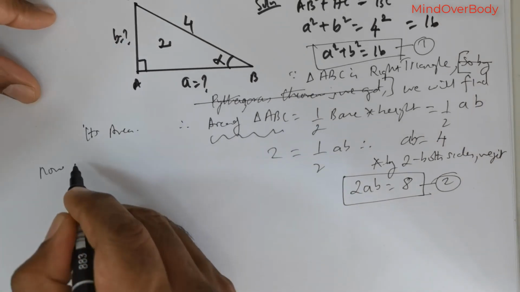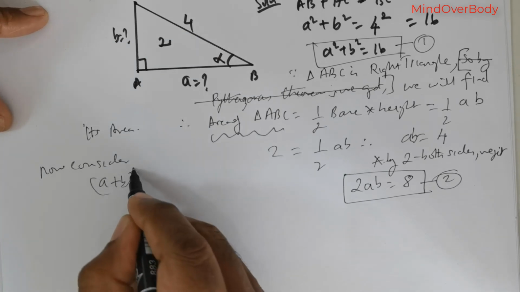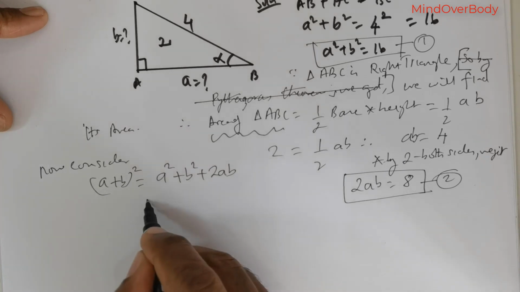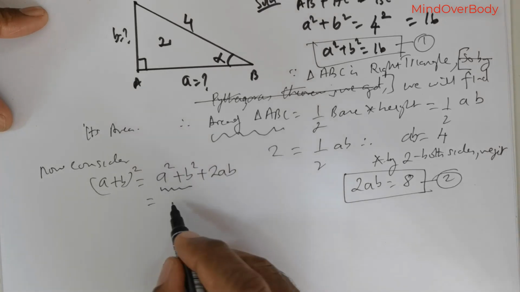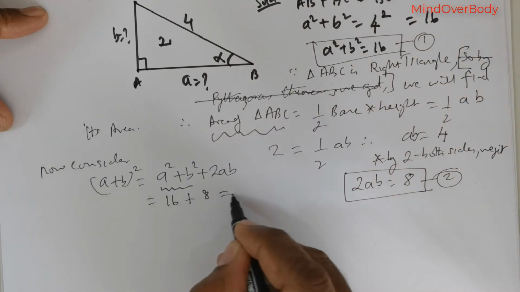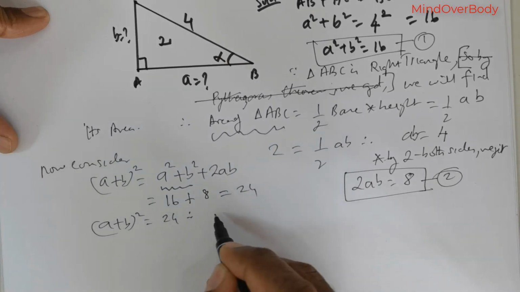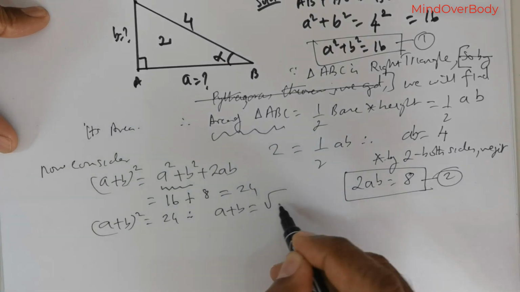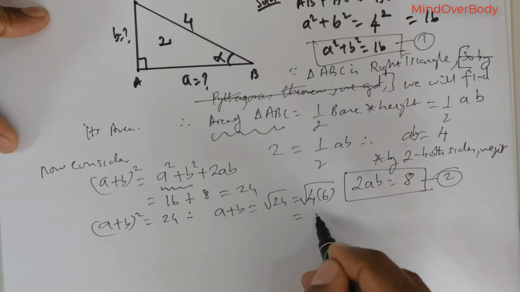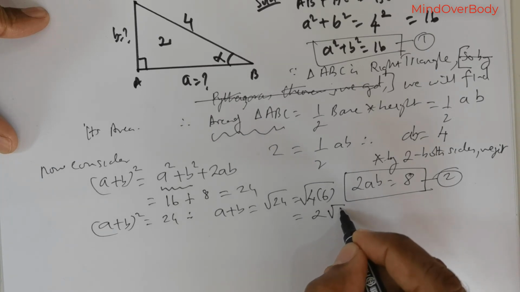Okay, so now I'm going to consider (A + B) raised to the power of 2. What is this? This is A squared + B squared + 2AB. Now A squared + B squared is 16 units, 2AB is 8 units, so you have 24. So (A + B) whole squared is equal to 24. Therefore A + B is equal to root of 24. I'm going to write 24 as 4 times 6 under the square root sign, so it's going to be 2 times root of 6.